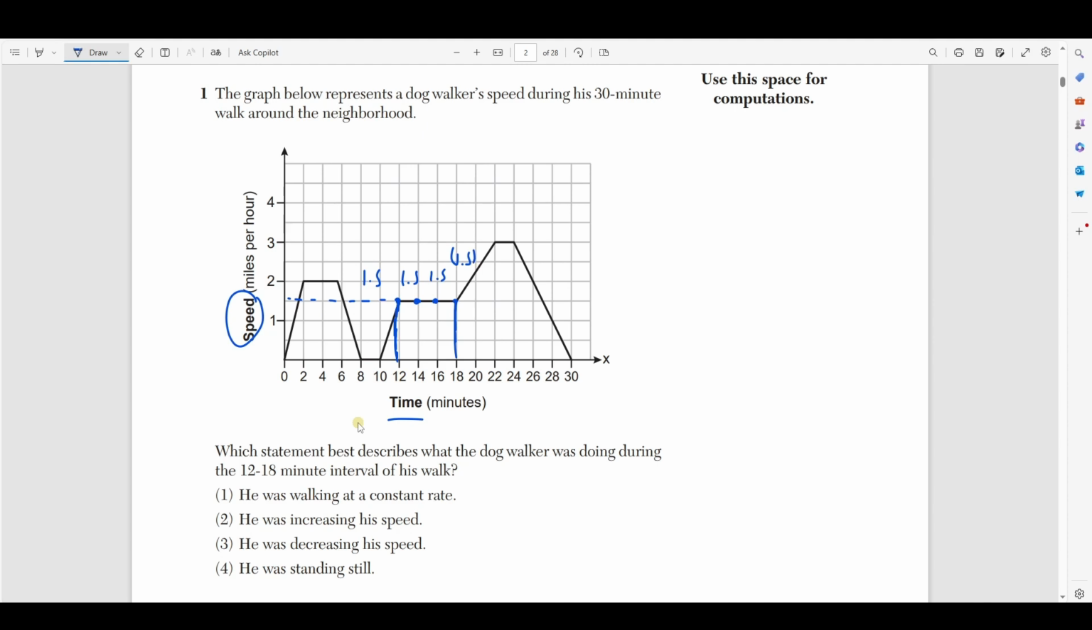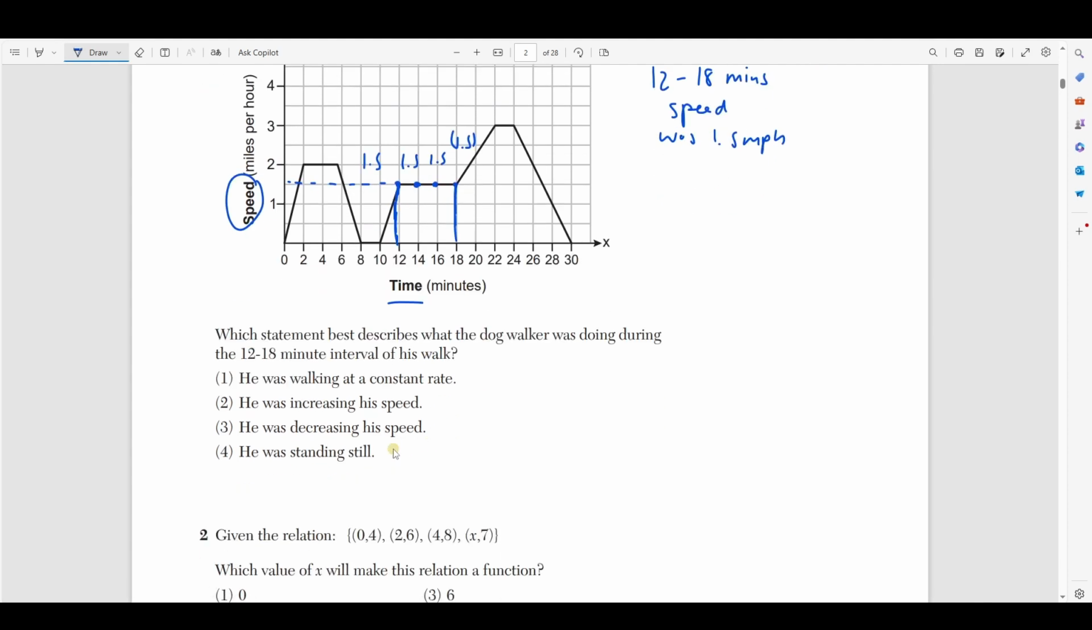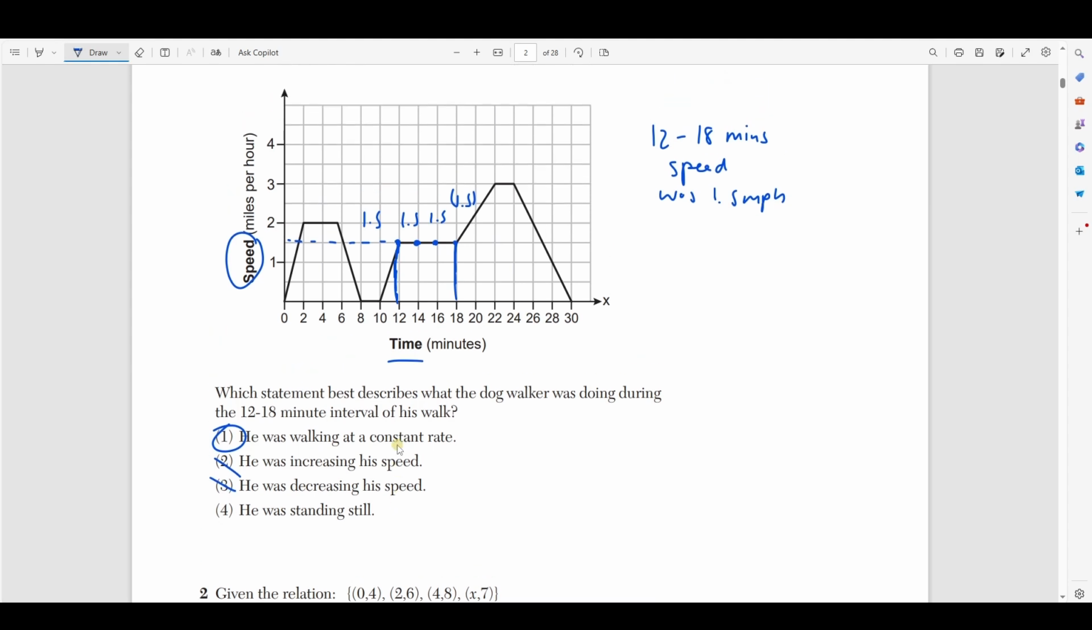So what I got from this is between the times 12 to 18 minutes, his speed was 1.5 miles per hour, meaning that it did not change. It's a flat line. It did not change. So if his speed didn't change, that means that he has to be walking at a constant rate. For his speed to decrease or increase, his speed has to actually change. It has to change from 1.5 to something else. Here, which is 1.5 straight out. And if he was standing still, that means his speed has to be 0 miles per hour, which is not the case here.